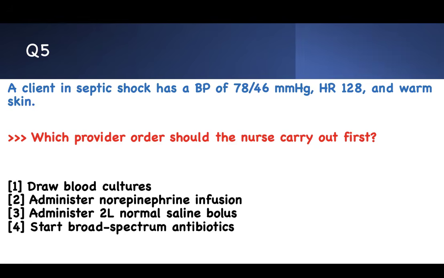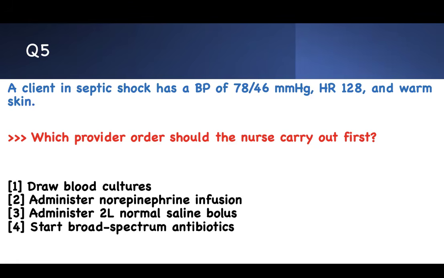Which one? Drawing blood culture, I know is what? Septic shock. I need blood culture. Give them epinephrine. It will improve blood pressure. Administer 2 liters of normal saline, improving what? Intravascular volume. Broad spectrum antibiotic will treat the what? Infection. But what? I have shock. I should treat the shock. I need fluid to improve the perfusion.